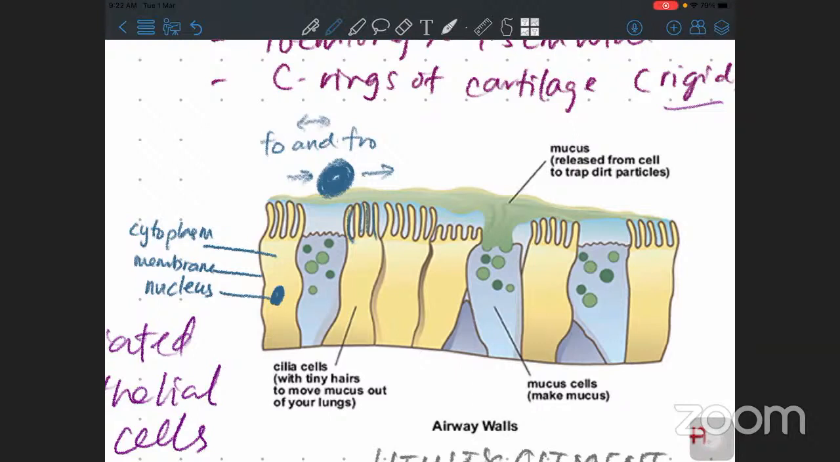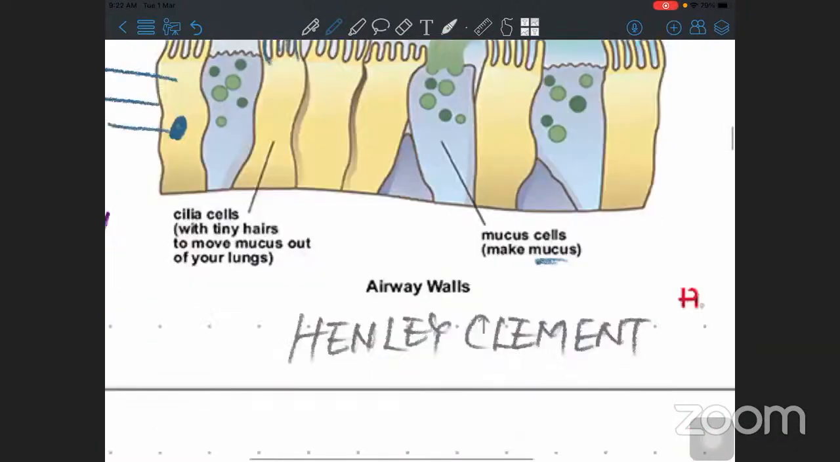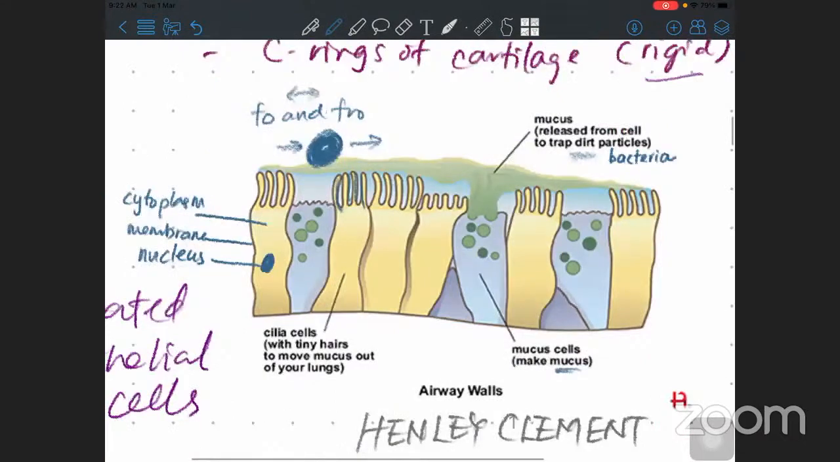Another thing is the mucus cell. The mucus cell will make mucus. The mucus is released on the cell to trap dirt and especially bacteria. This is what happens in our inner wall, to protect our breathing system.